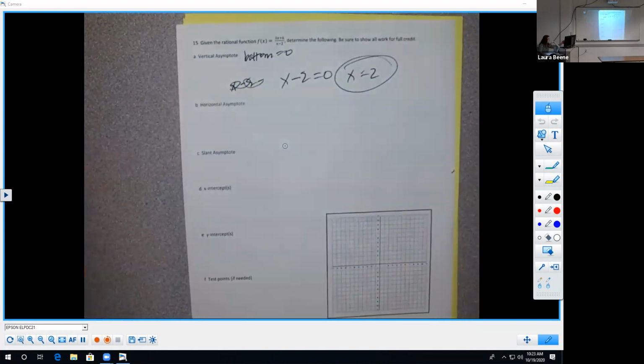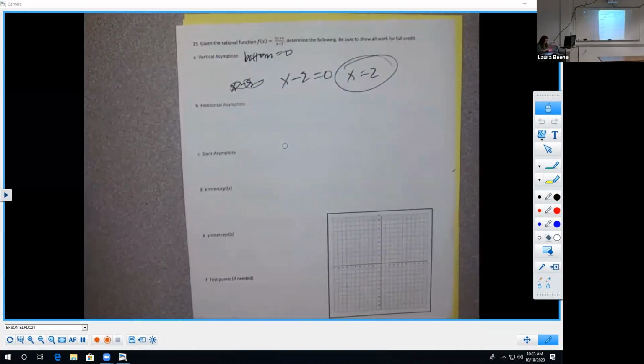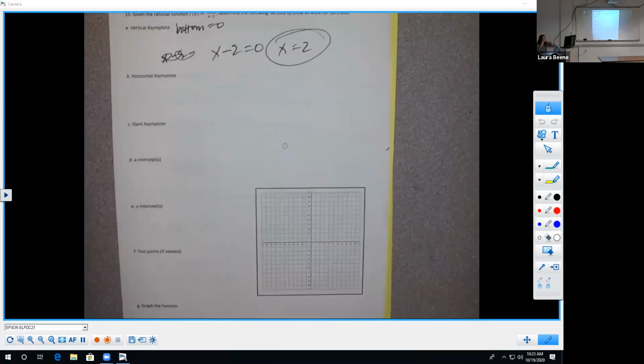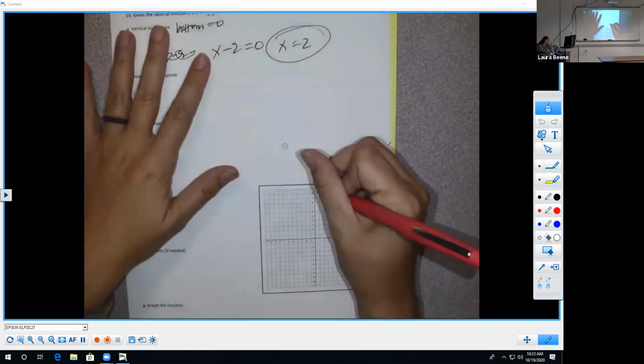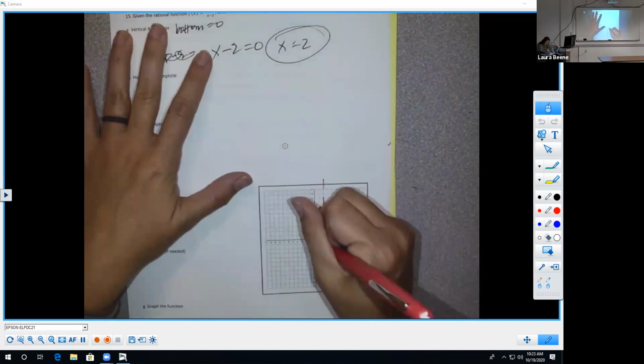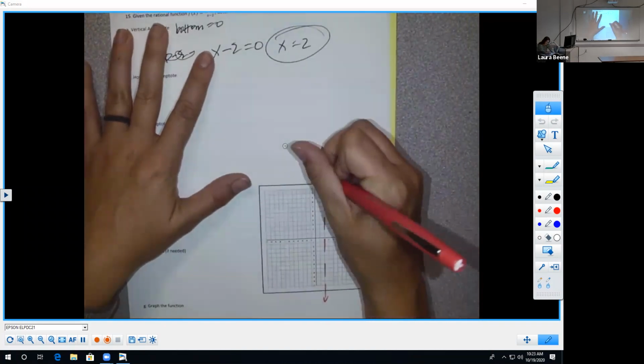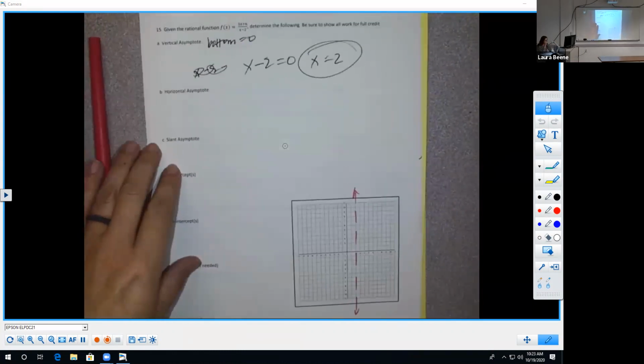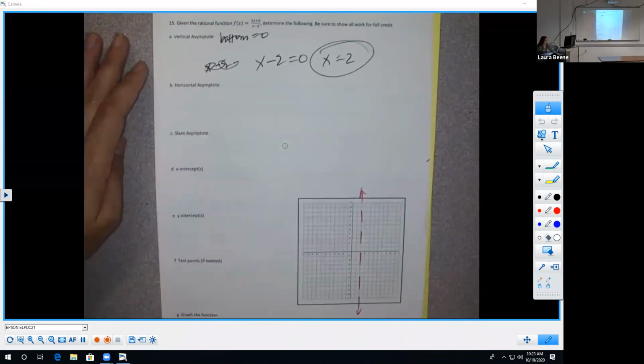Where do I draw a vertical asymptote on my graph? Or what does it look like on my graph? A vertical line, right, on your graph. And it's going to be at 2. I'm going to do a dotted red line. Feel free to bring colors and use colors on your test if you want to. How do I find a horizontal asymptote? Sorry, I'll give you a second to catch up.